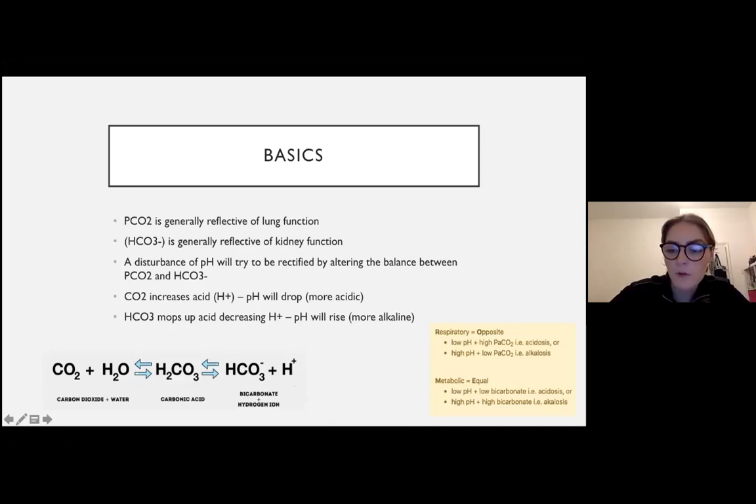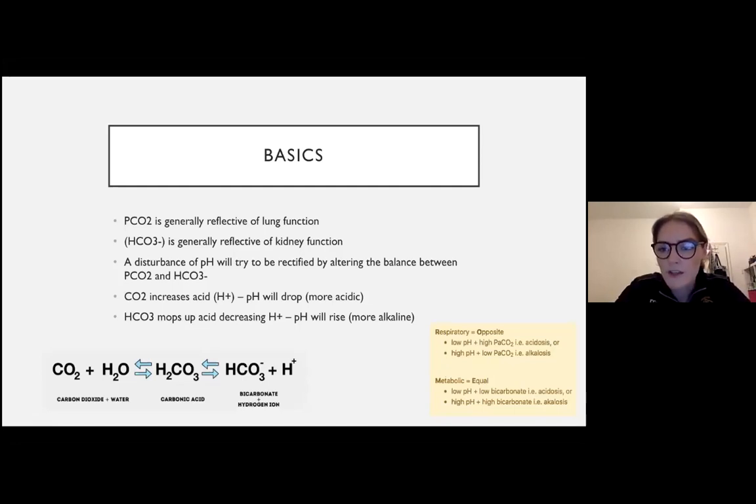There's a little mnemonic, called ROME, which a couple of people I've seen use in the past. Respiratory, opposite. So you have a low pH, therefore you have a high CO2, or you have a high pH, which is caused by low CO2. So respiratory is the opposite. Whereas with metabolic, if you have a low pH, it will correspond to a low bicarb, and if you have a high pH, it will correspond to a higher bicarb. So it's just knowing that CO2 causes the opposite effect on pH, whereas bicarb is the same. That's quite important because it can be a little confusing when you're looking at a question.